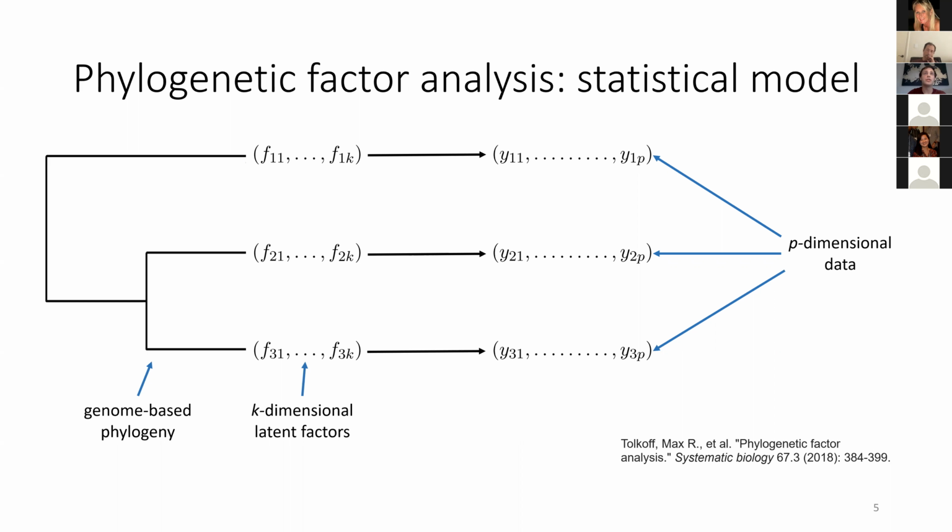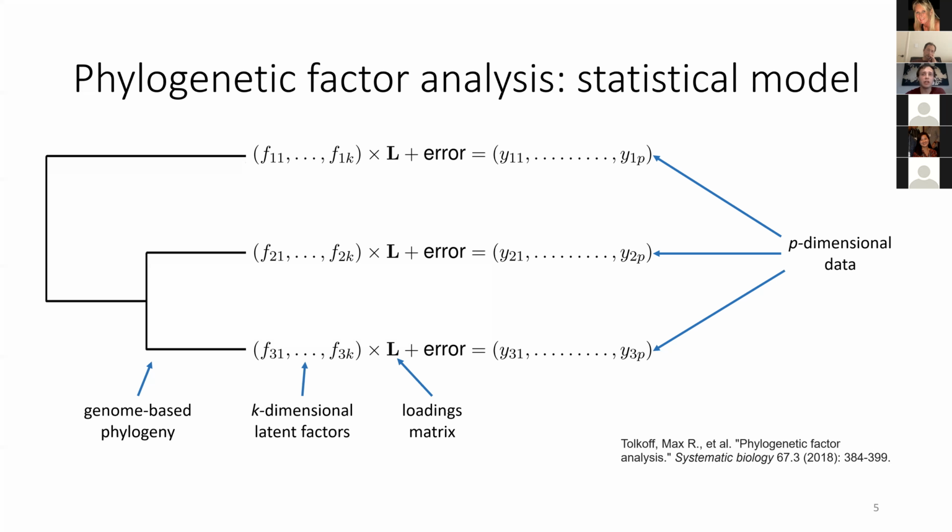What we need to do is map this low-dimensional process to the high-dimensional process. We do this via a multiplication by a loadings matrix L, which we need to infer. And then we add some Gaussian noise, and that gets us to our data. So this is the simple version of the statistical model.